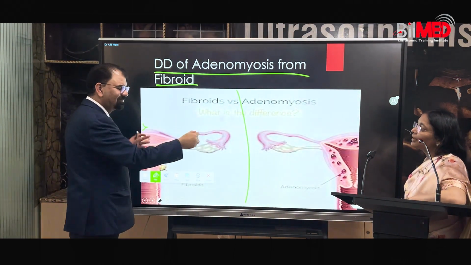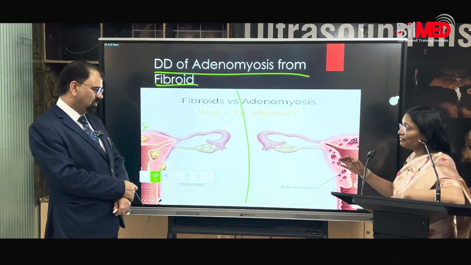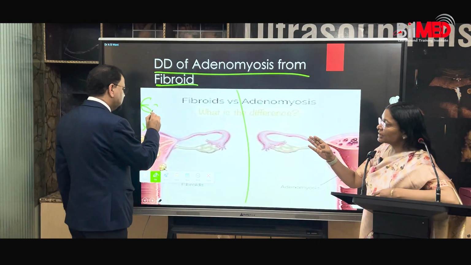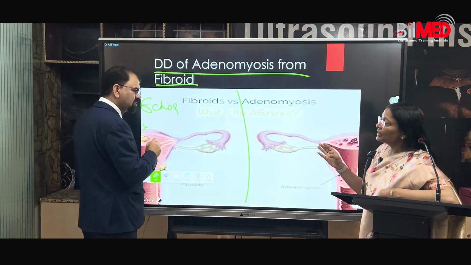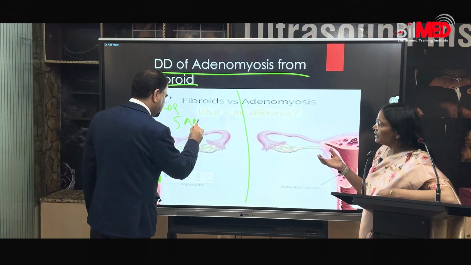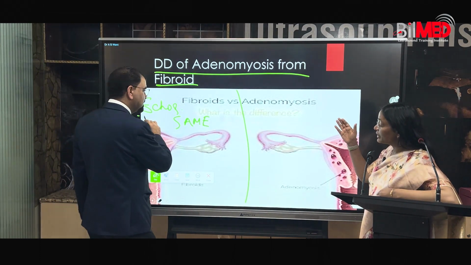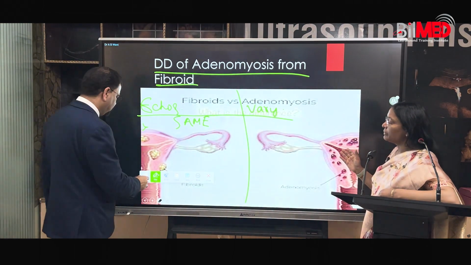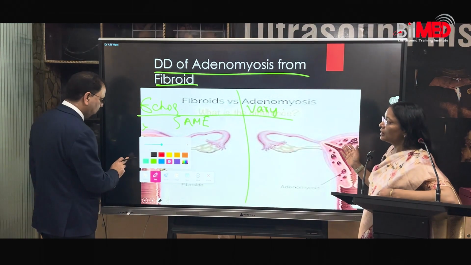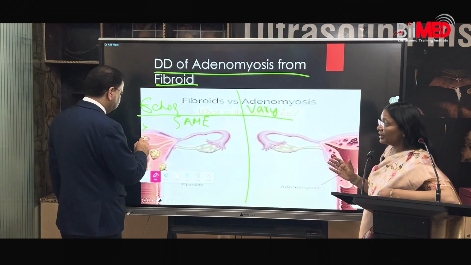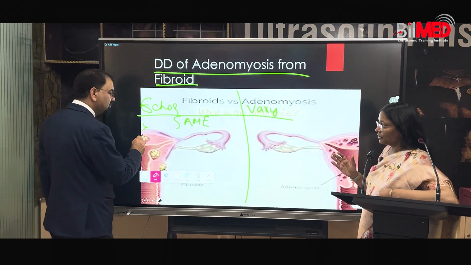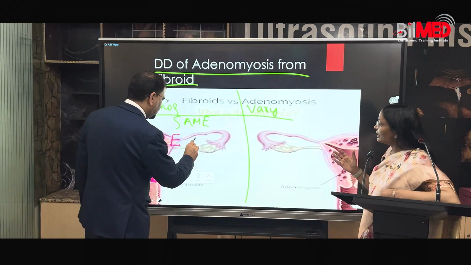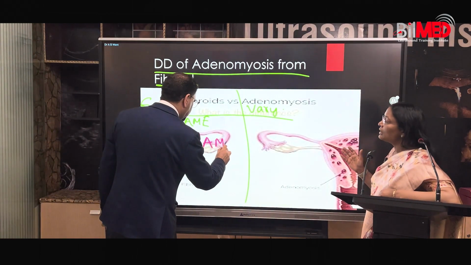Now you can make out what varies. See, differentiating fibroids from adenomyosis, the first point is echogenicity. The echogenicity of a fibroid will be the same throughout, and it will mostly be equal to the myometrium, whereas in adenomyosis the echogenicity will increase and decrease according to the variation in the menstrual cycle, because this is ectopic endometrium in the myometrium. And the next point is about the size. The size will mostly be the same for a fibroid, and it will vary according to the menstrual cycle and pooling of blood.